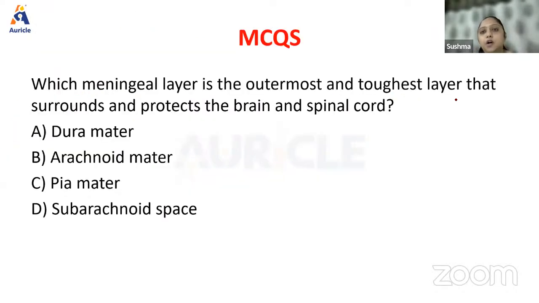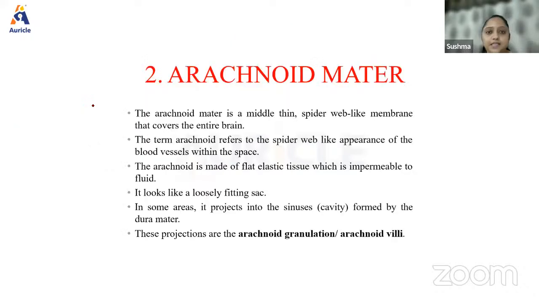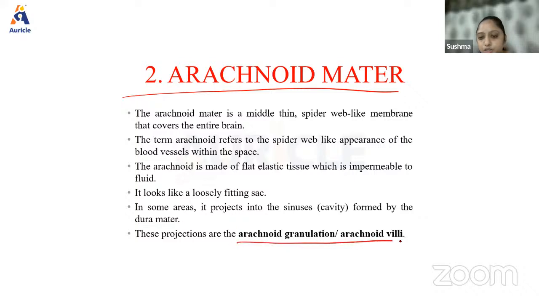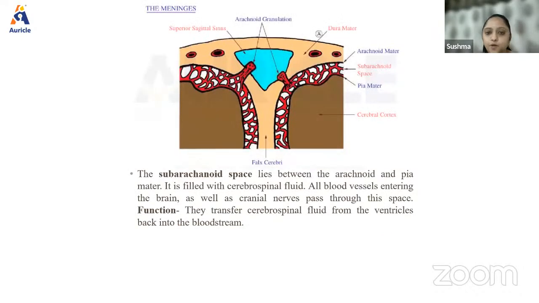Now, which meningeal layer is outermost and toughest? Dura. Next, let's go to the arachnoid matter. Arachnoid is the middle one. It is a thin, spider web-like membrane, which refers to its spider web-like appearance. We have already spoken about arachnoid granulations and arachnoid villi, so I'm not going into details. We've also spoken about the subarachnoid space, which lies between the arachnoid and the pia mater and is filled with cerebrospinal fluid. I've also told you how the arachnoid granulations act as gates so that there is no accumulation of CSF.